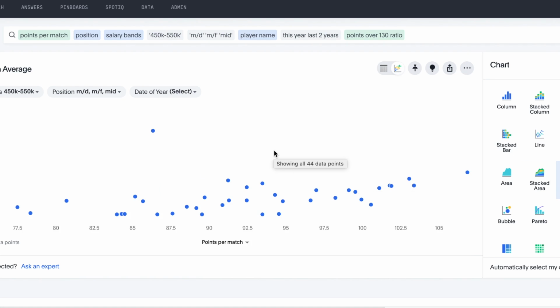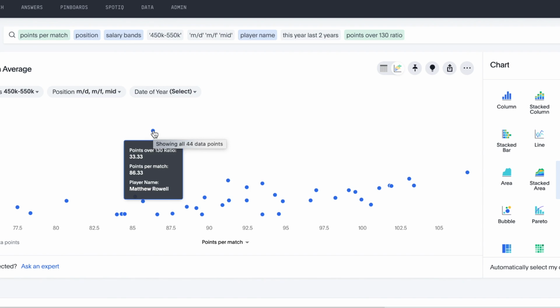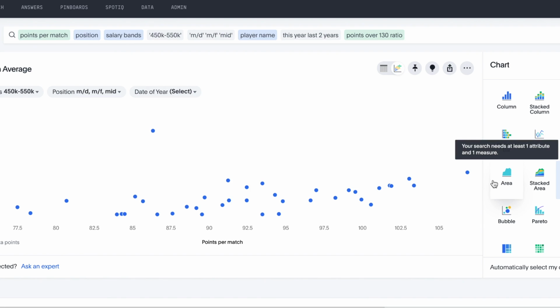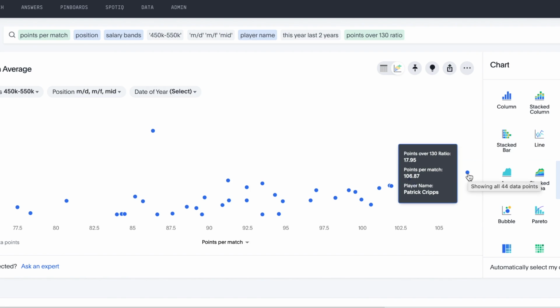And this is starting to get interesting. We see here there's an outlier on ratio of over 130, which is Matty Rowell. And on the right-hand side, quite a high match average for Patrick Cripps. I know we have talked about Patrick Cripps previously, and the concern with him is his consistency. But if we are looking for that sixth midfielder, potentially this is something we need to look at.